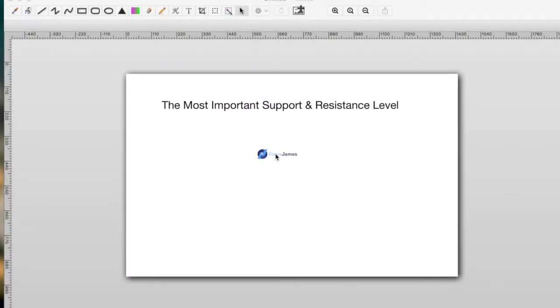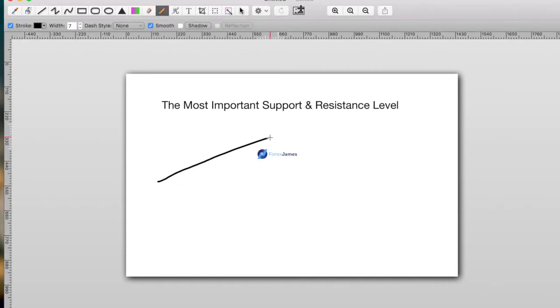Hi traders, this is Forex James, and in this video we will be talking about the most important support and resistance level. I know it's quite a catchy title I've used, but I strongly believe that this is one of the most important lessons in finding true support and resistance. With so many definitions out there of what support and resistance are, and so many different discretionary methods of drawing it, I've come to find the most important support and resistance level.